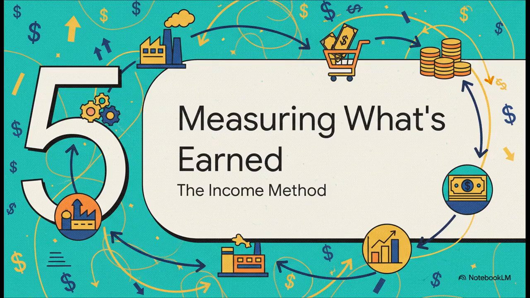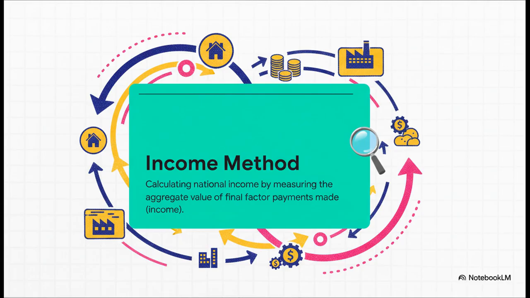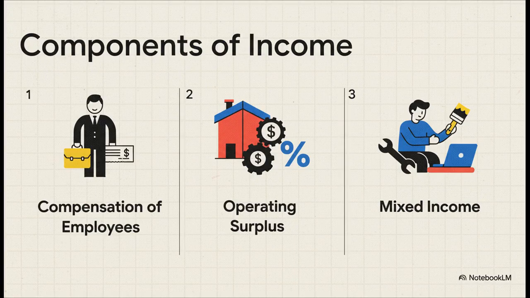And this brings us to our third and final way of looking at this. And the logic here is actually really neat. If $1 trillion worth of stuff was produced and $1 trillion was spent on it, well, where did that $1 trillion go? It had to have been earned as income by everyone who had a hand in producing it. So, with the income method, you calculate the size of the economy by adding up all the incomes. We're talking all the wages, all the rent, all the interest, and all the profits that are paid out by firms to households. The source material breaks this down into three main types of income.